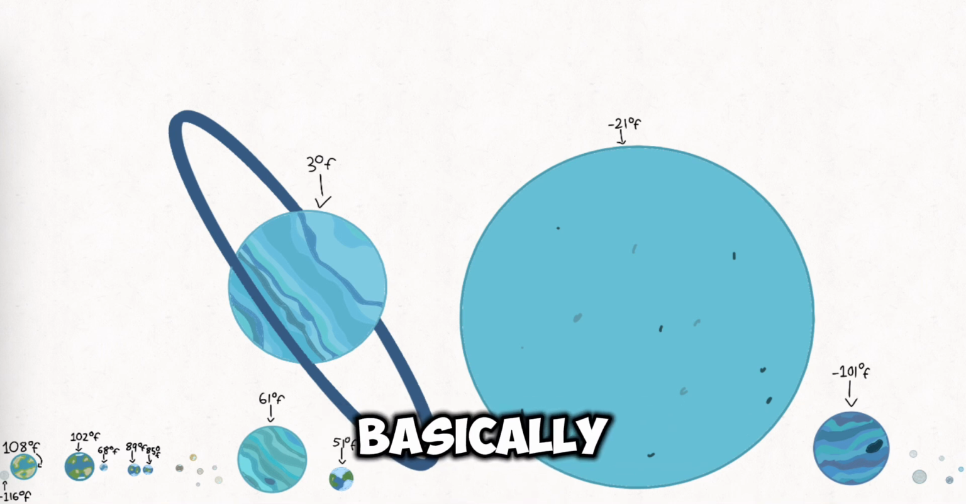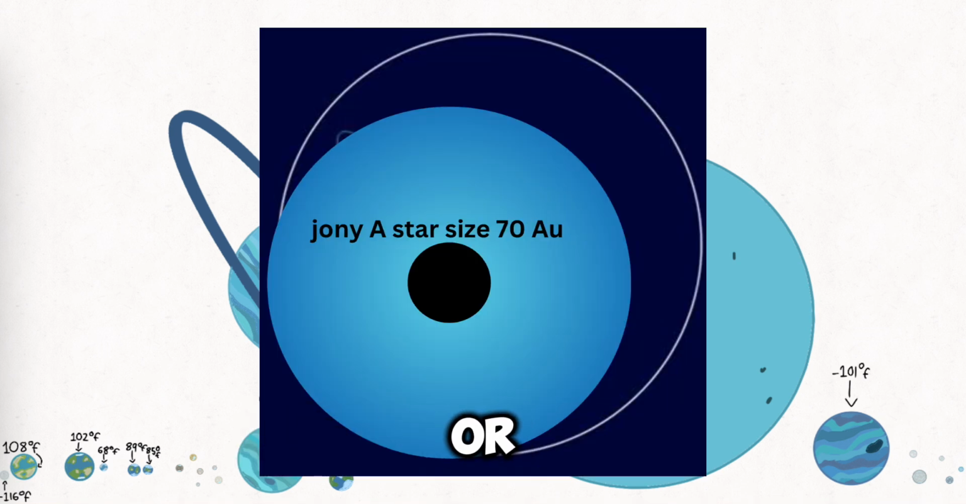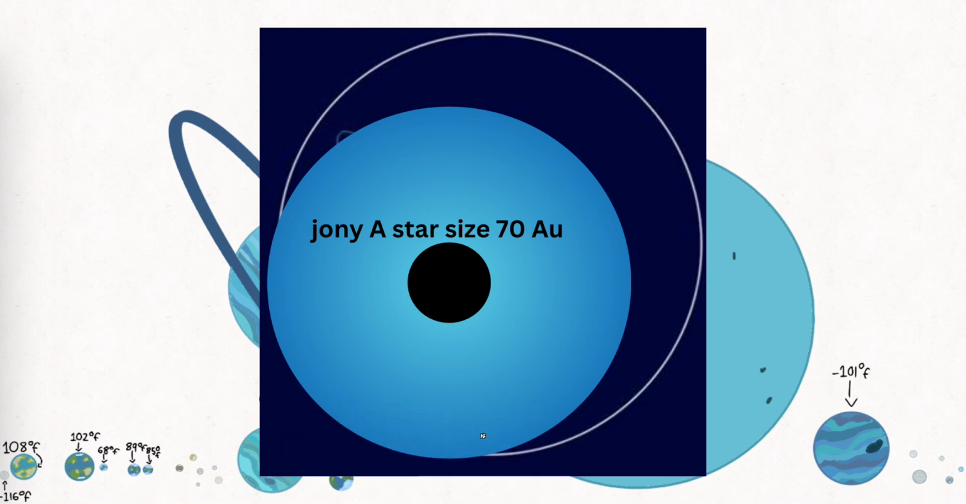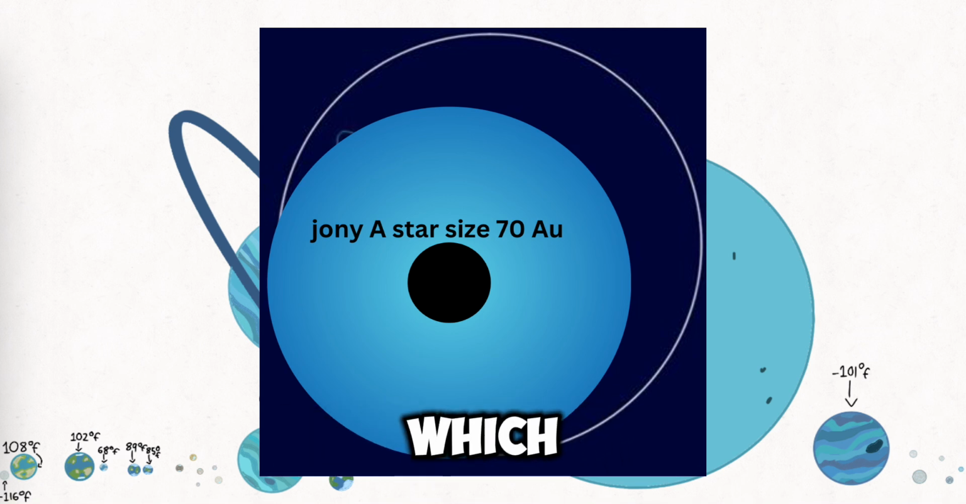So basically, it's around 30 astronomical units, or the distance from the sun to the Earth, around 144 million kilometers, which is very, very big. Now, of course, that is not that big when you realize 70 of those can fit in its diameter, or around 10.8 billion kilometers in diameter, which now makes that look small.